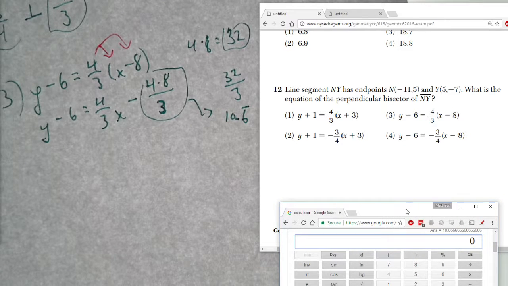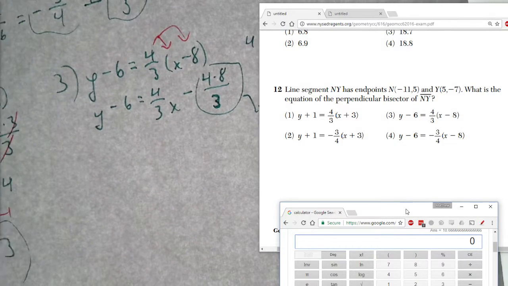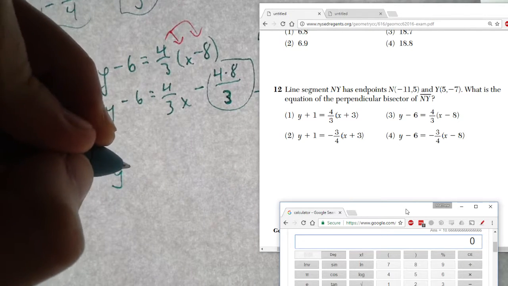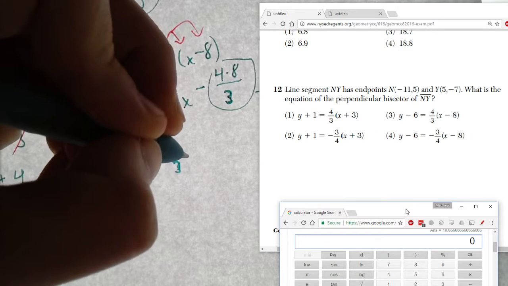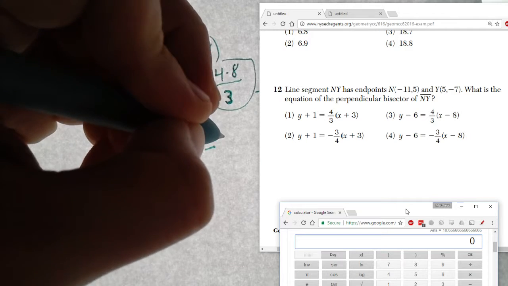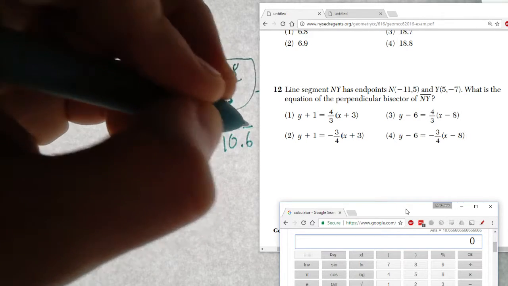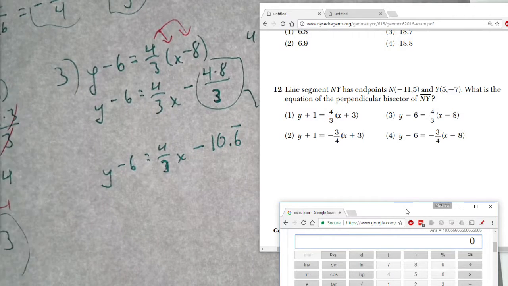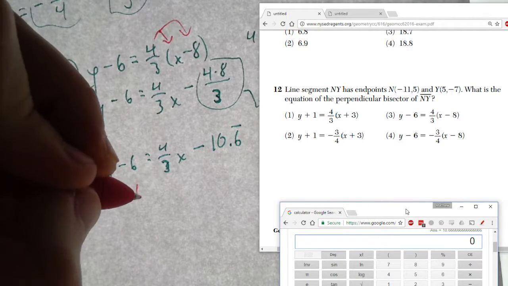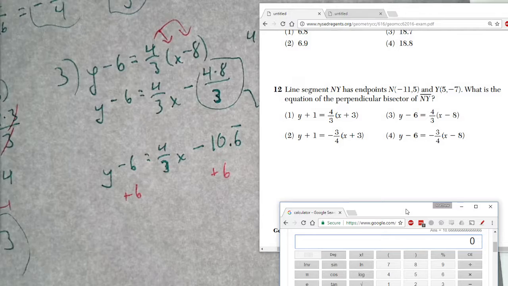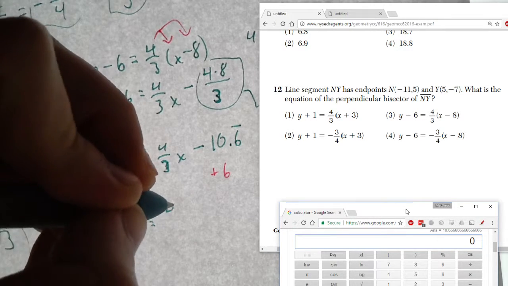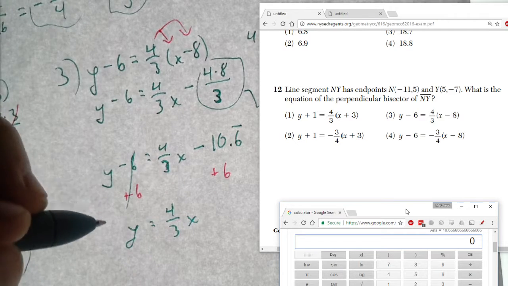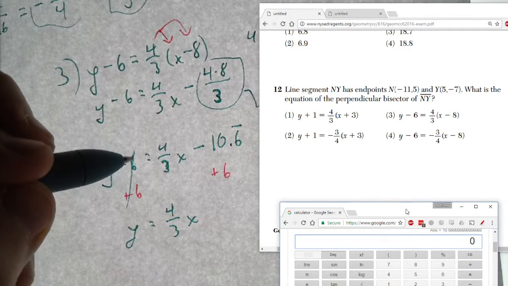So 10.6 repeating. I'm going to write this all down then as y minus 6 equals 4/3 x minus 10.6 repeating. I still want to get the y all by itself, so I'll add 6 to both sides. That cancels there. I'm left with y equals 4/3 x plus... By the way, I say that a lot. I say that too fast.